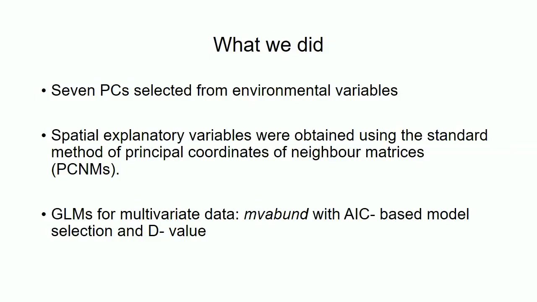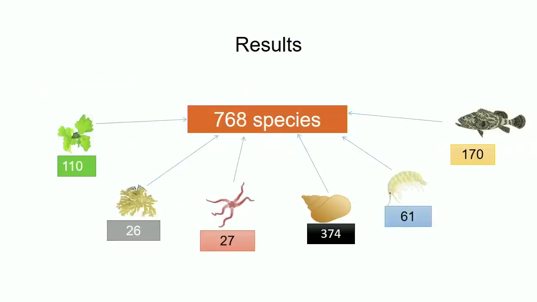And we decided to go with AIC-based model selection to search for the best models. For assessing the explanatory power of each of the models, we used the D value, which is analogous to the R-square statistic for linear models, so it has a similar interpretation. In our results, in total, we found 768 species.